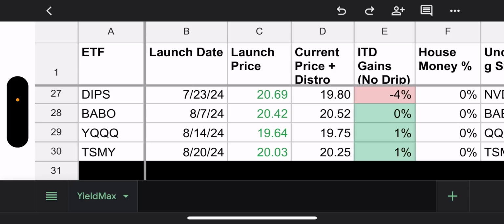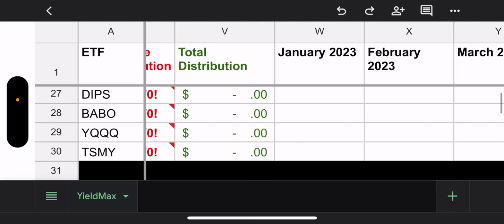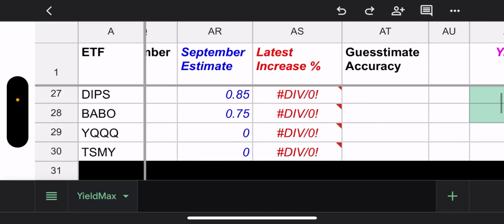So they should have a distribution. These other two, YQQQ and TSMY, they most likely will not have a distribution, so I'm not doing a prediction for them. Just wanted to get that out of the way.